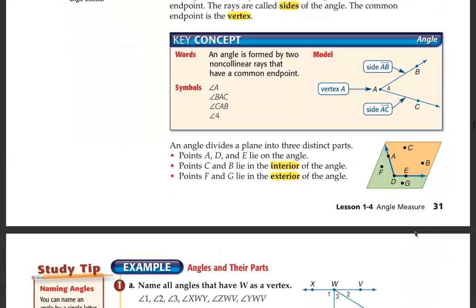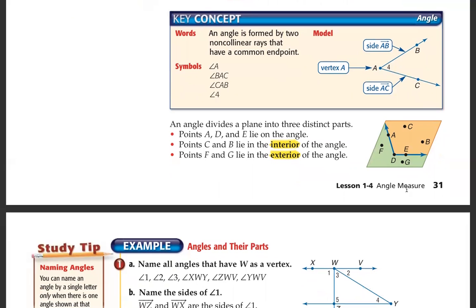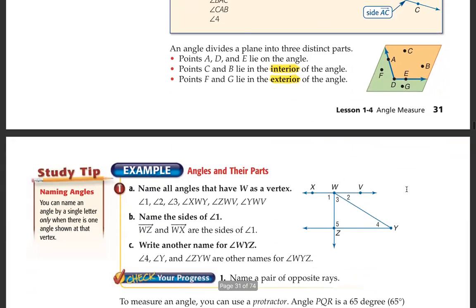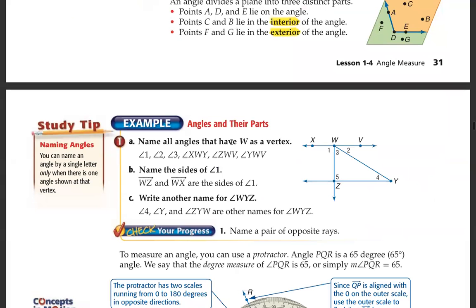Okay, so we have interior and exterior here. Point A, point D, and point E lie on the angle. Point C and point B are in the interior. Points F and G are on the exterior of the angle. Okay, so we have here: name all angles that have W as a vertex.